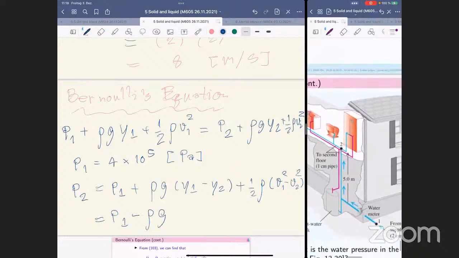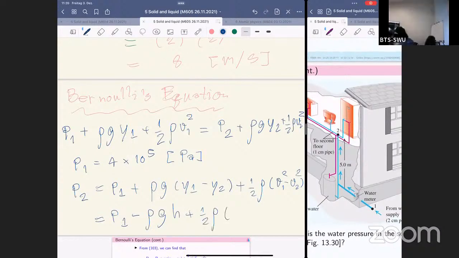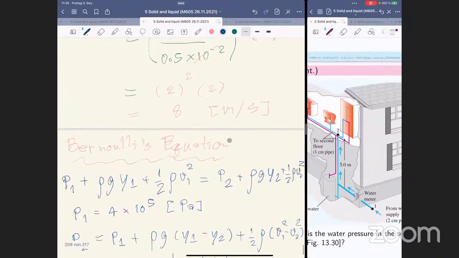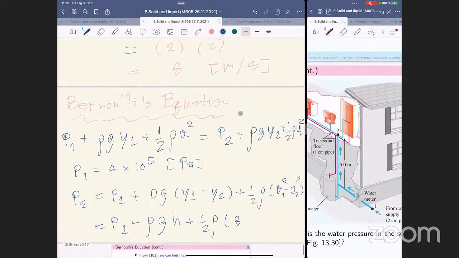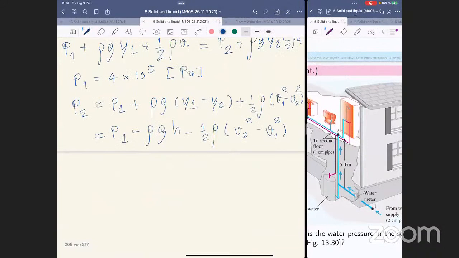Negative of the height here, which is 5.0. And plus 1 by 2 rho V1 squared, so V1 is 2 meters per second. So this one is actually incorrect, it should be negative. Because V2 is greater, we leave the bigger term at the first position, V2 squared minus V1 squared. So now we have P2 like this.